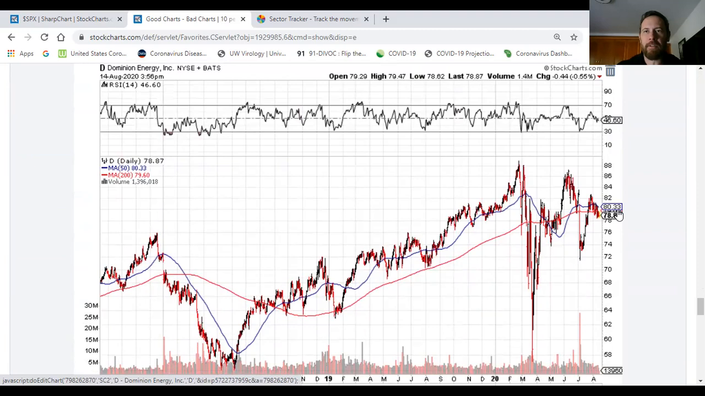But I'm surprised that they're not performing better given how low interest rates are. You can buy the utility index and get a 3.5% dividend yield, taxed as dividends, or you can buy a fully taxable 10-year treasury bond at 0.65%. I mean, it's almost a layup.